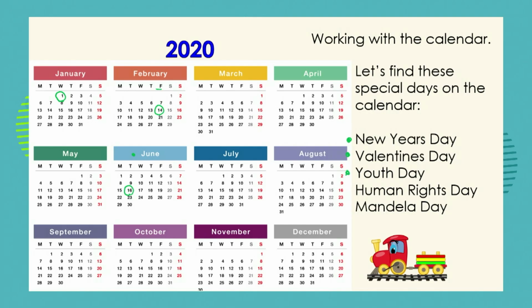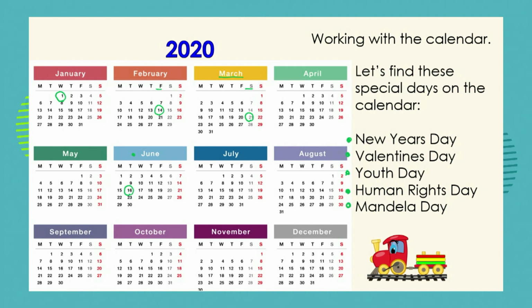Now let's look at the next holiday that we celebrate in South Africa. This is an important one that we celebrate, and it is Human Rights Day. Do you know when we celebrate this, grade ones? Yes, we celebrate it in the 3rd month of the year, which is March. And what date is Human Rights Day? Very good. It is the 21st of March. And what day of the week is that? Yes, it is a Saturday.